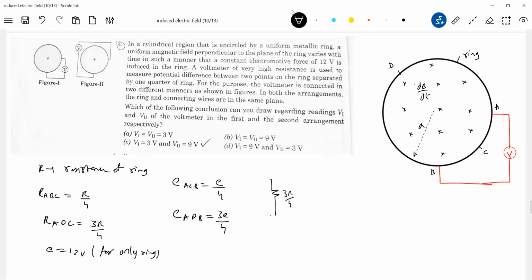3R by 4, 3E by 4, or you do one thing, if you want to write it. How to give the polarities for the cell? This should be A, B, C.